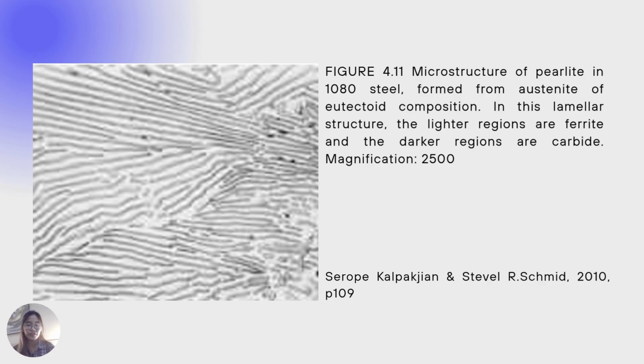This is a figure of an example of a microstructure of pearlite in 1080 steel, formed from austenite of eutectoid composition. The lighter regions are ferrite and the darker regions are carbide.